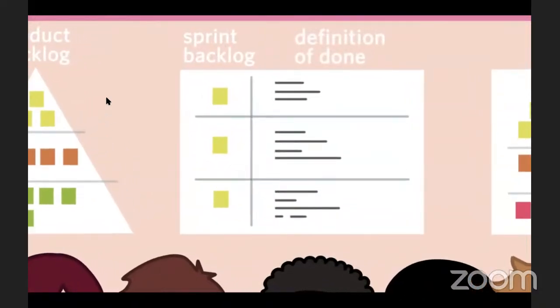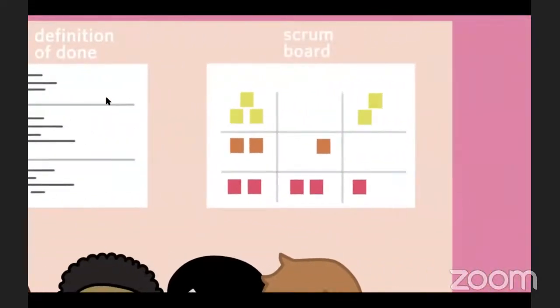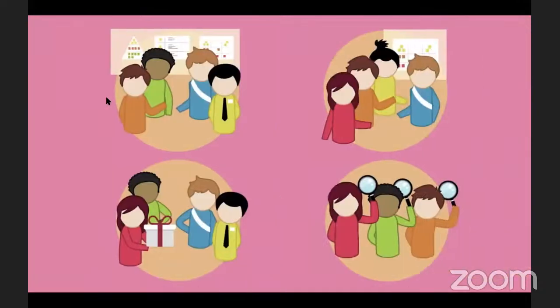The definition of done indicates precisely what needs to be done by the end of the sprint. And the Scrum board. This shows all of the team members' tasks, which will change from to do to busy to done during a sprint. Then there are 4 meetings.